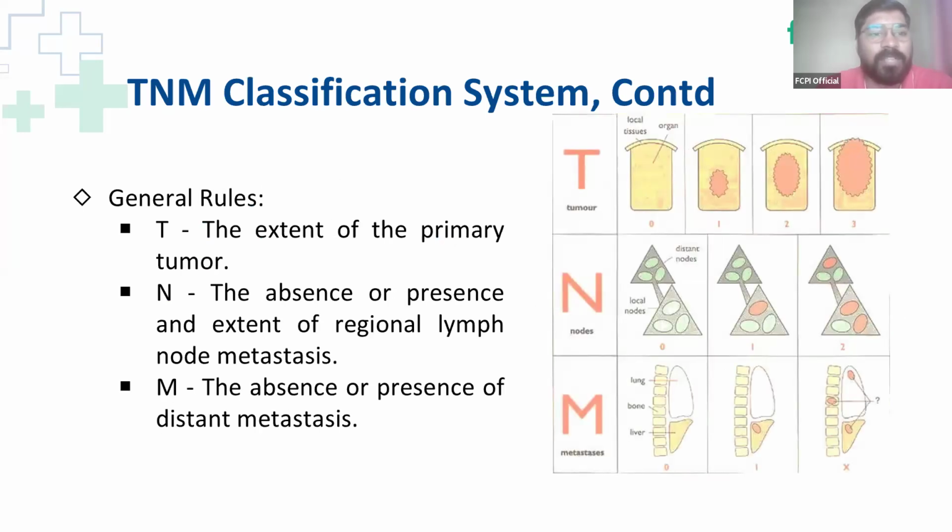So here we have the general rules of TNM classification. T stands for the extent of primary tumor. N stands for the absence or presence of regional lymph node metastasis, and M stands for the presence or absence of metastasis.